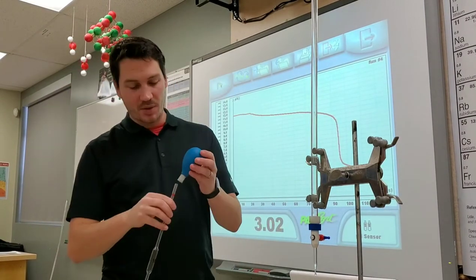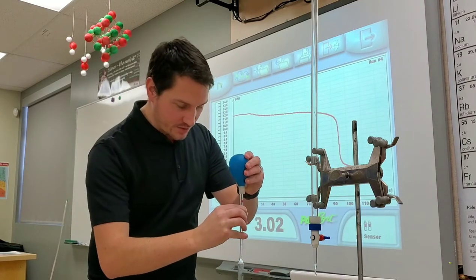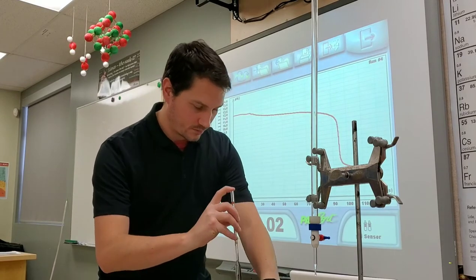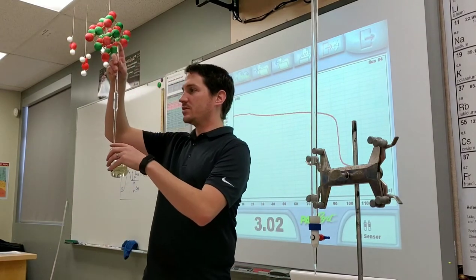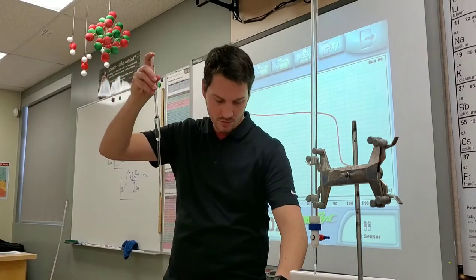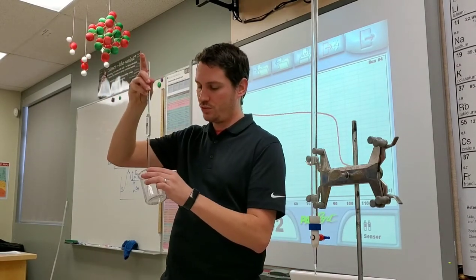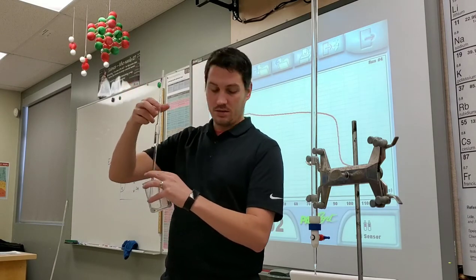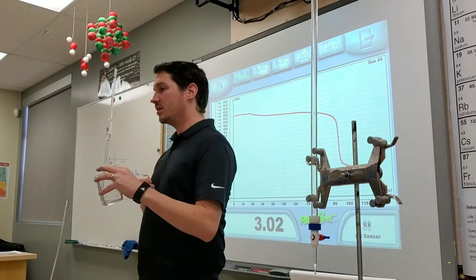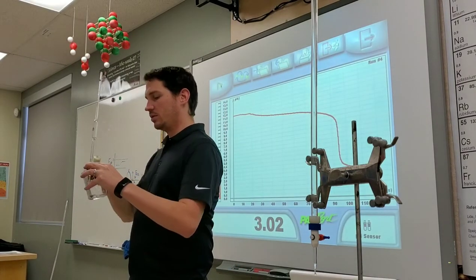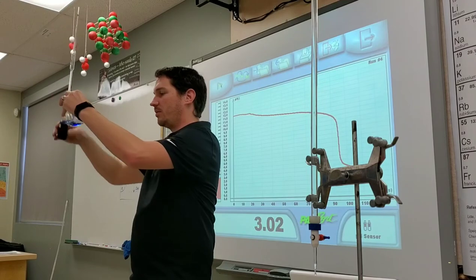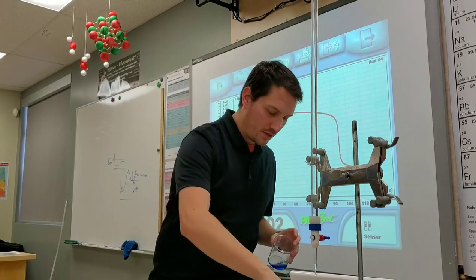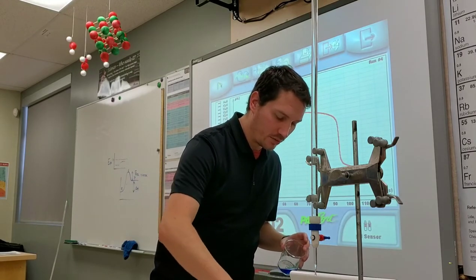So what's going to happen is I'm going to pipette out 10 milliliters of sodium hydroxide. Blammo. And I'm going to add an indicator. The indicator is going to be bromothymol blue. And so as I add the bromothymol blue, ooh, that's probably too much, but that's fine. Okay. So I've added my bromothymol blue.